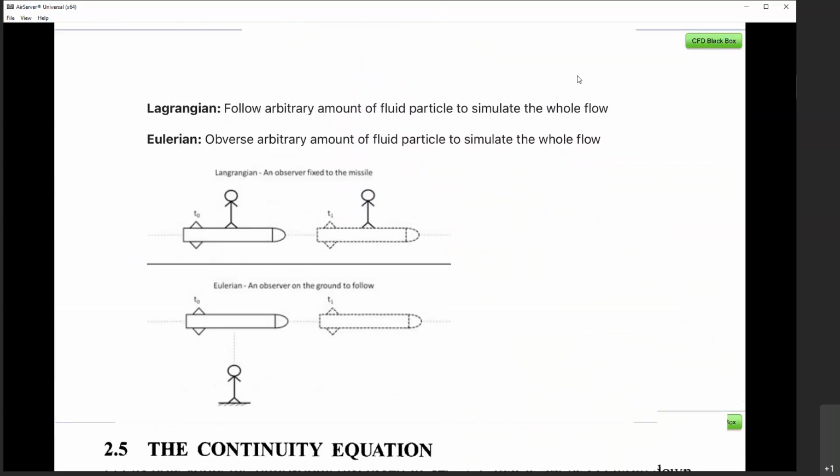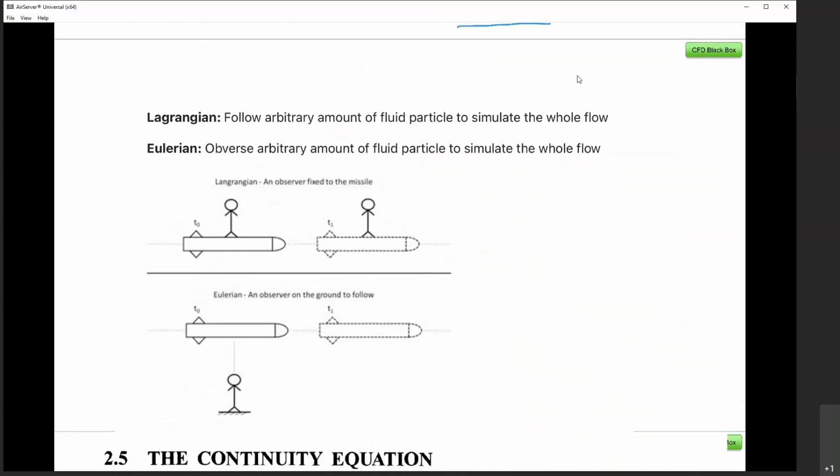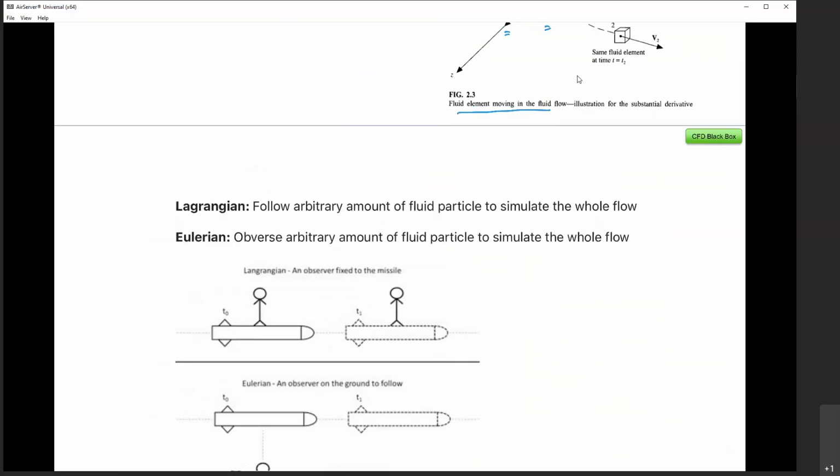Okay, and then in fluids, we cannot run away from these two terms, Lagrangian and also Eulerian. I think it helps to understand what the concept is about. Lagrangian means we follow an arbitrary amount of fluid particles to simulate the whole flow. Meaning that, okay, the examples given here.